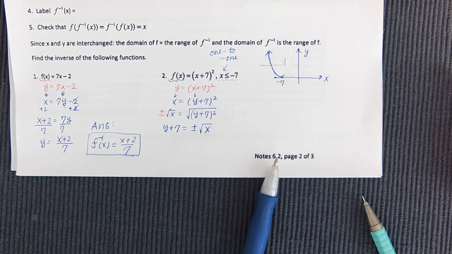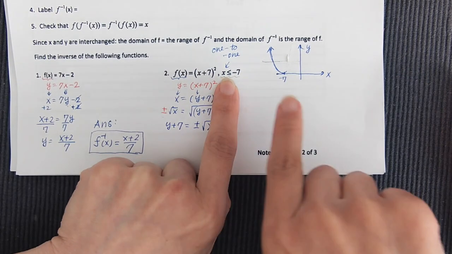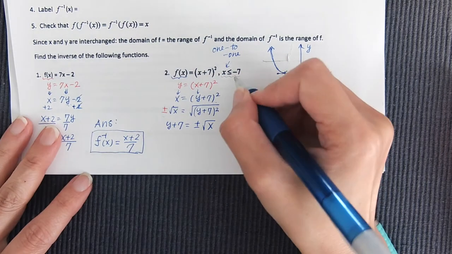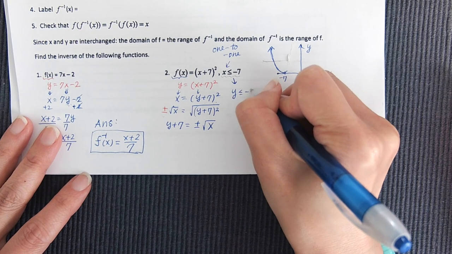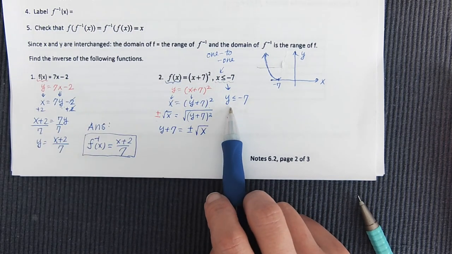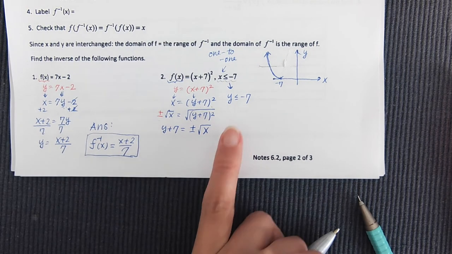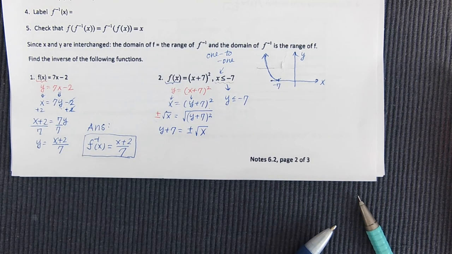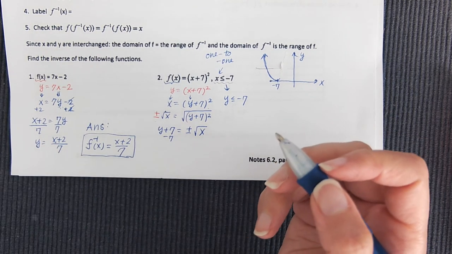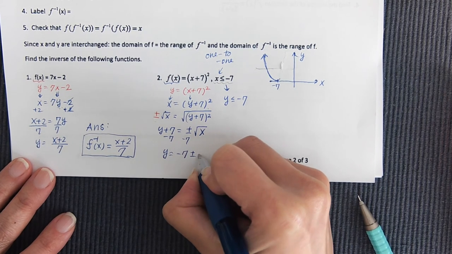But before we move on, do you remember that I switched the x and the y here? That means I have to switch this x to become the y. It's the same thing. I switch the x to become the y because that's what inverse means. So now y is supposed to be less than negative 7. So I'm gonna subtract the 7. So y equals negative 7 plus minus square root of x.